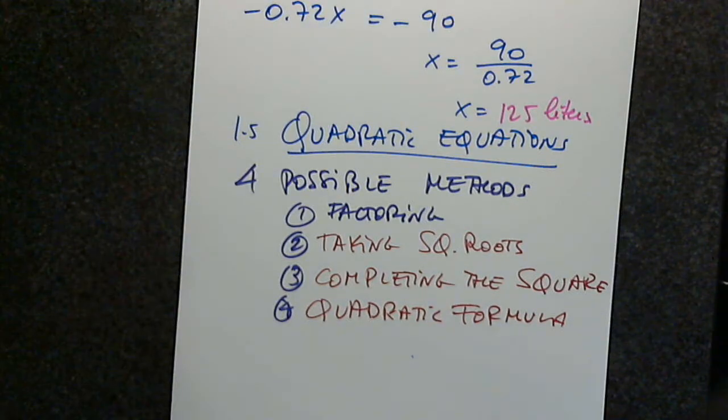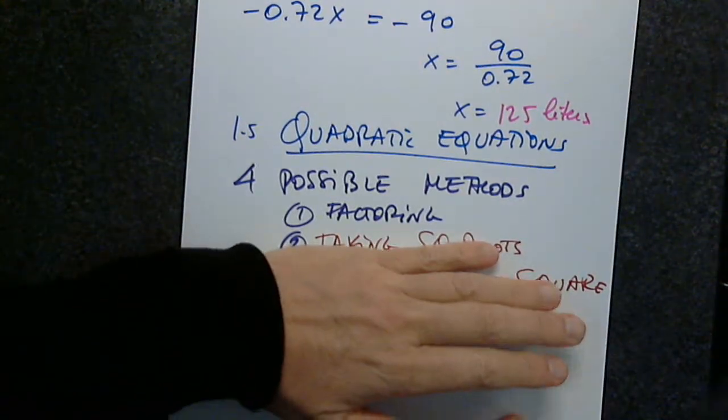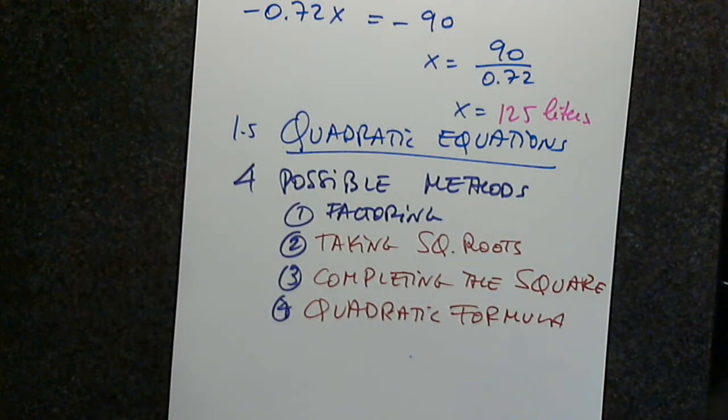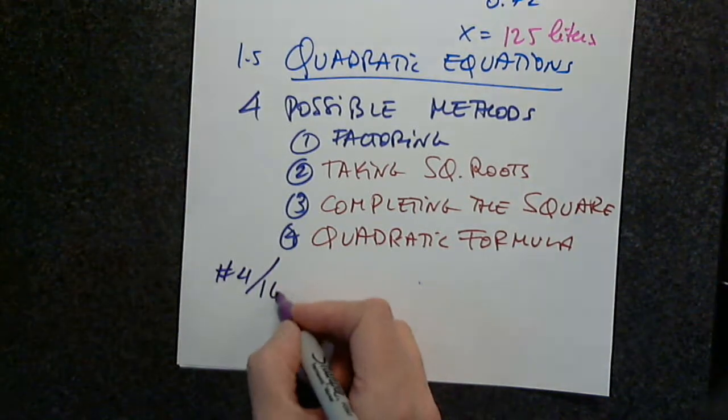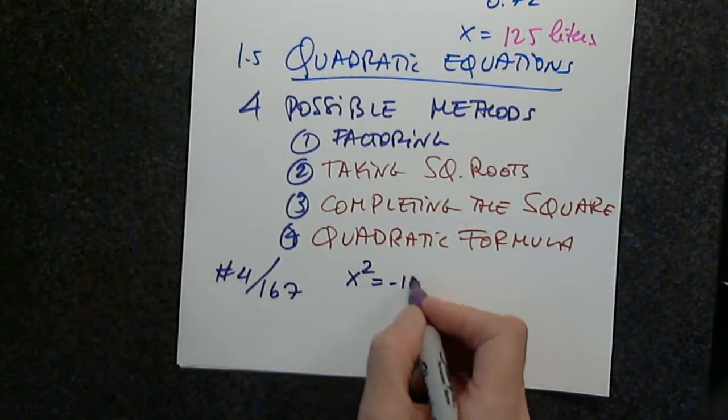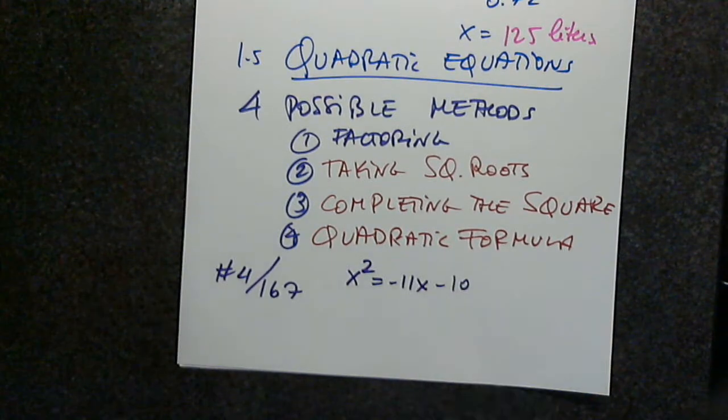So when we finally get to review all 4, I will remind you exactly in which case we use what. But right now there is no need for that because we just want to factor a couple for the rest of the 8 minutes. So let's look at page 167, solve each equation by factoring. So let's start with an easy one, number 4. On page 167, which is x squared equals negative 11x minus 10.